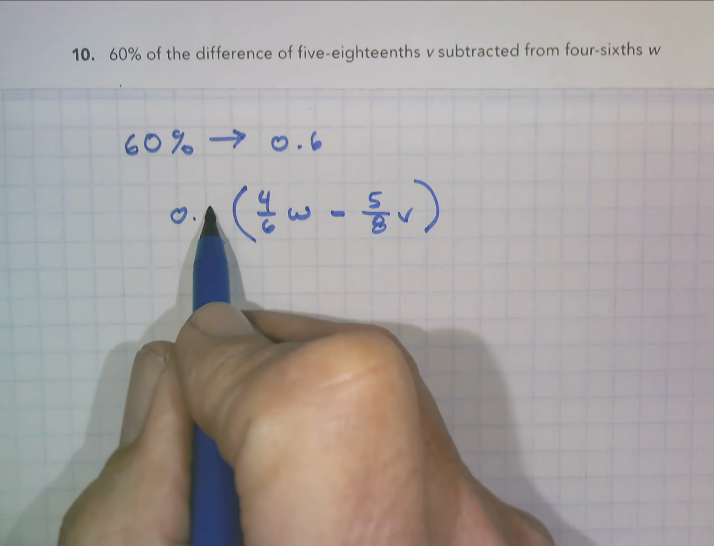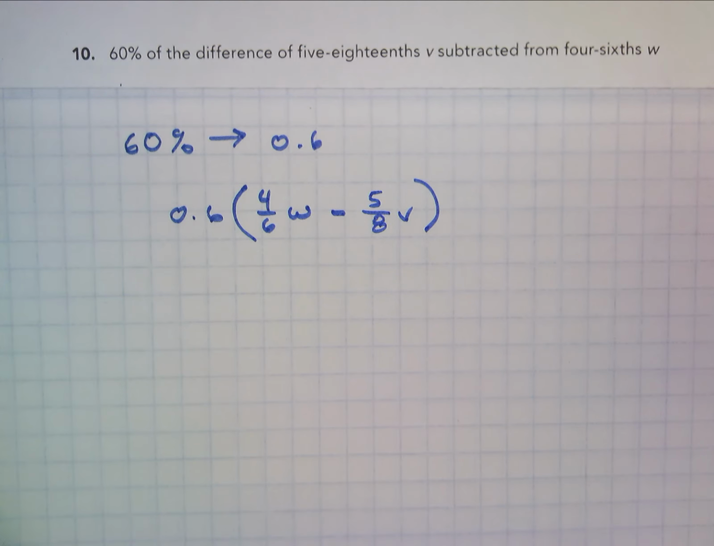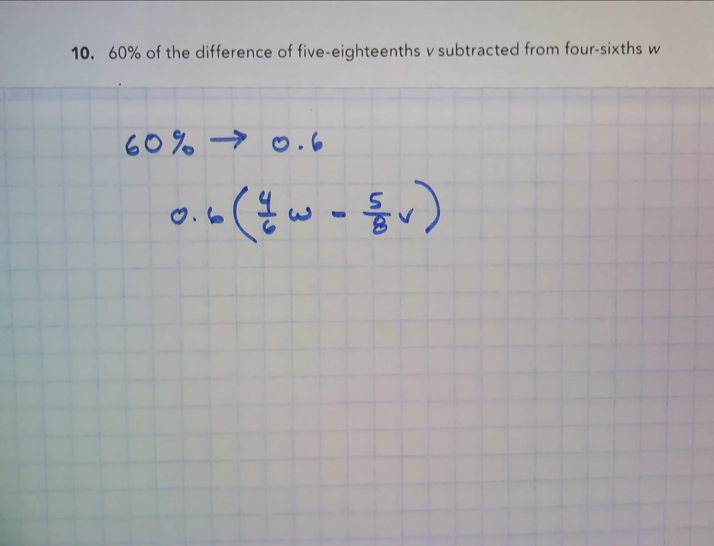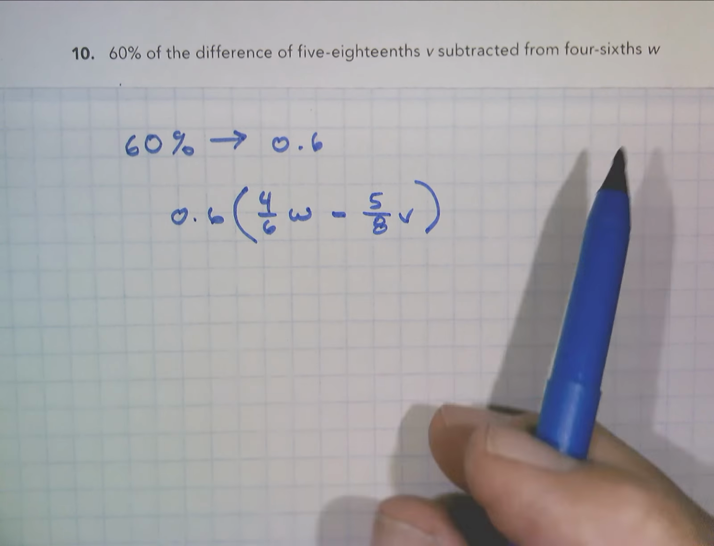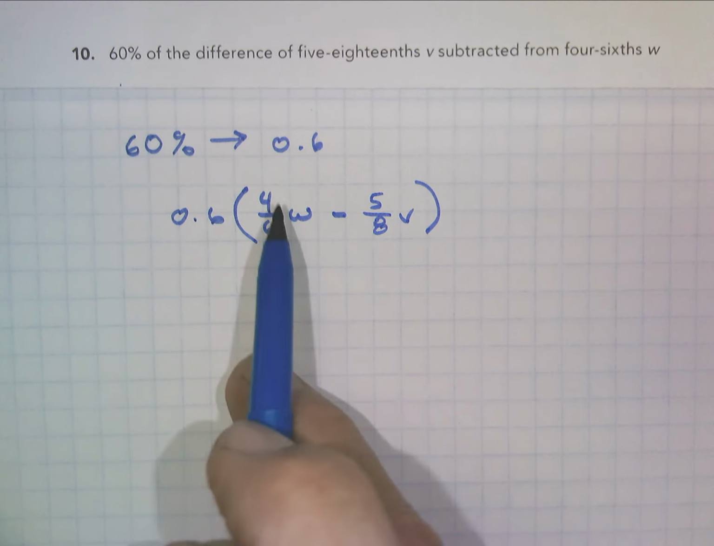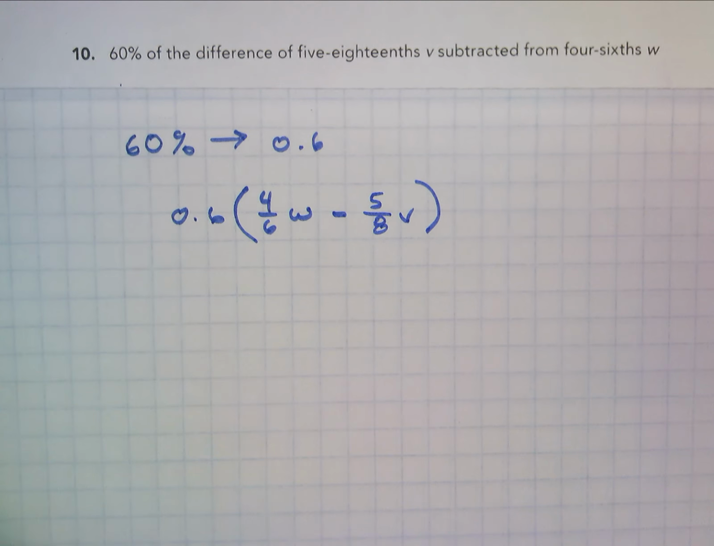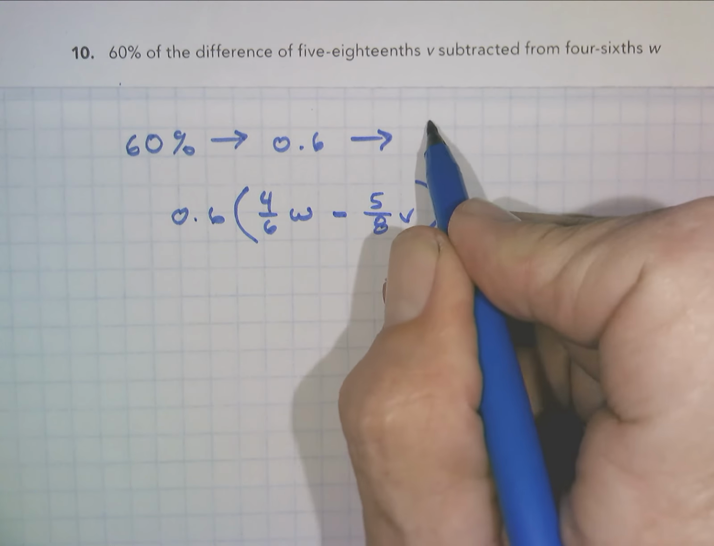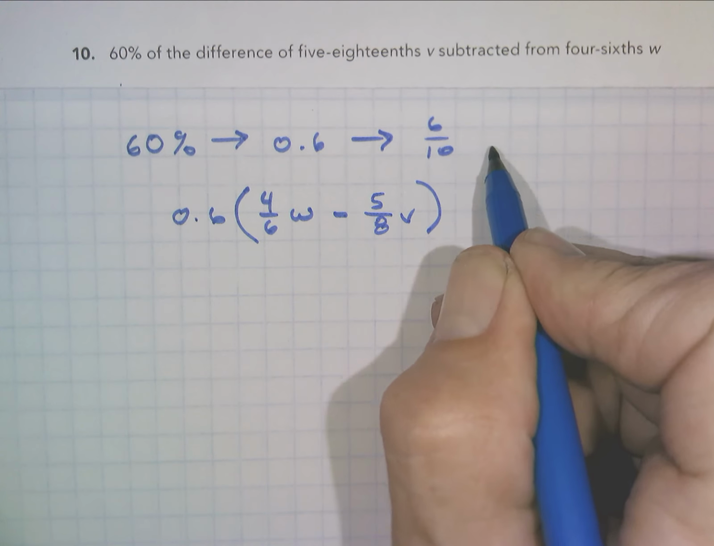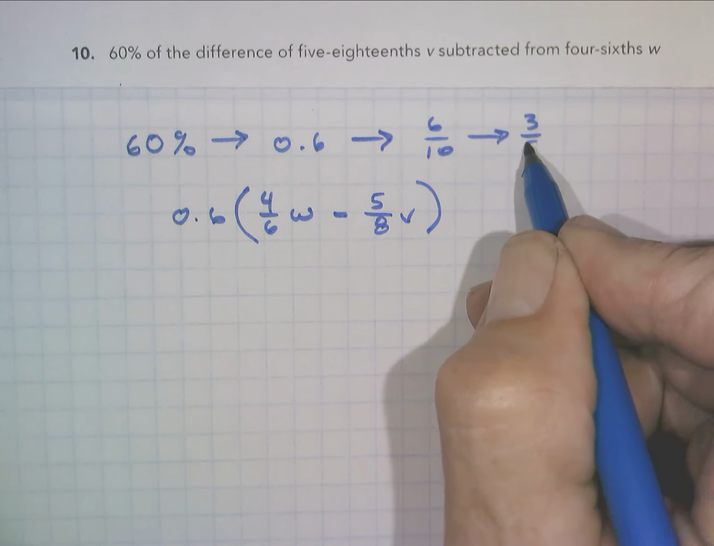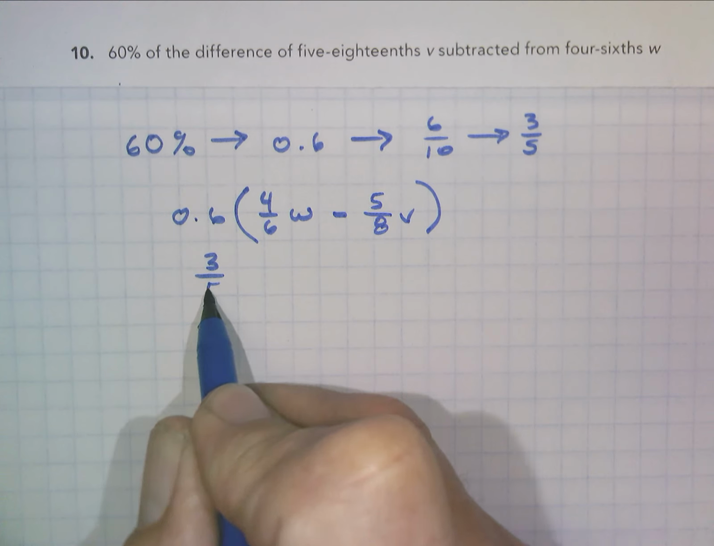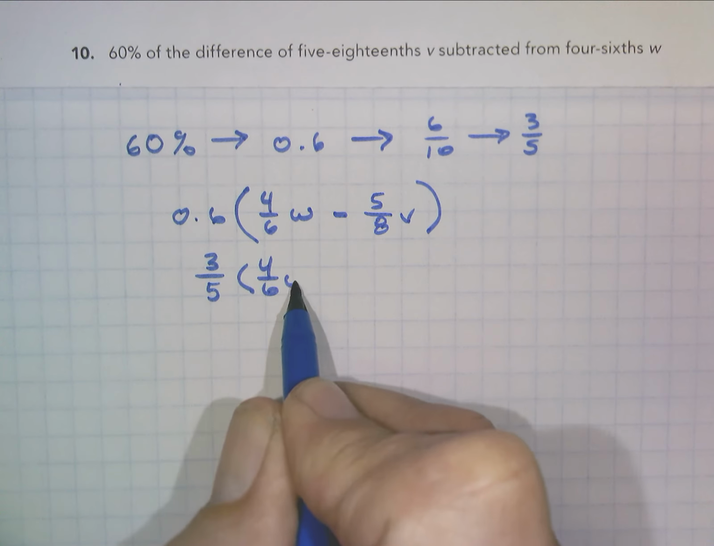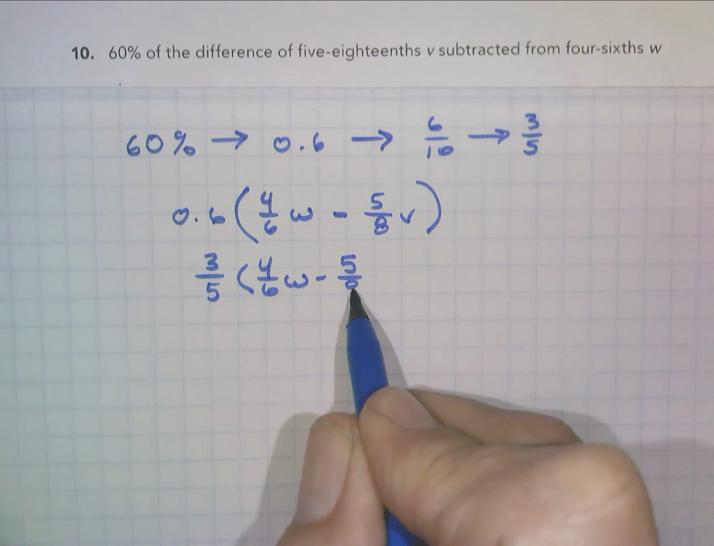So this is 0.6. I can choose to deal in all decimals or all fractions. I think in this case, I'm going to deal in all fractions since I know that 4/6 is going to be 2/3, and thirds are messy when it comes to decimals. So I am going to deal with 6/10. Let me change this over to a fraction also. 6/10 is going to be 3/5. So I'll rewrite the problem again: 3/5 times 4/6 W minus 5/8 V.